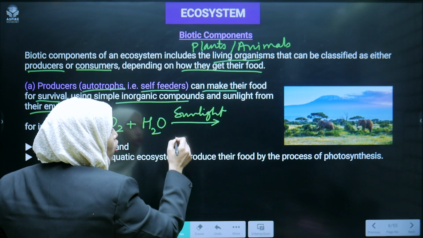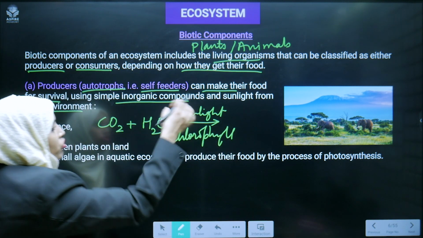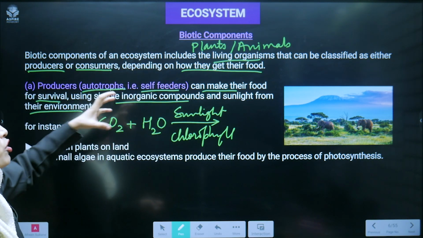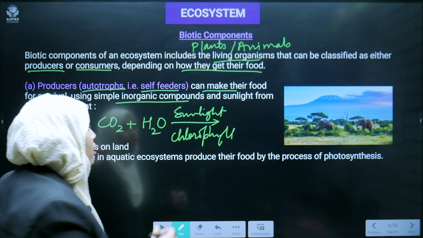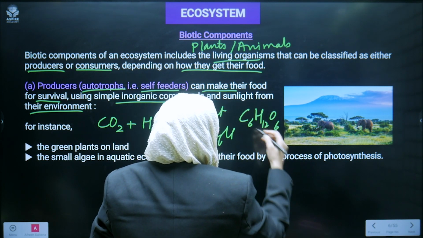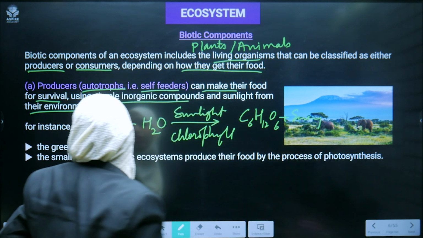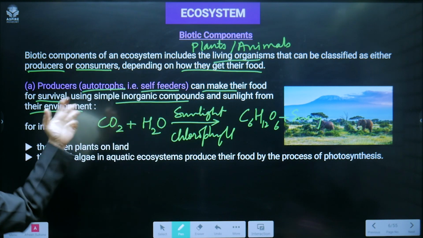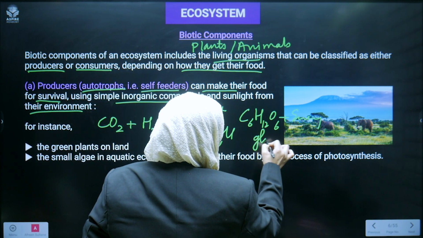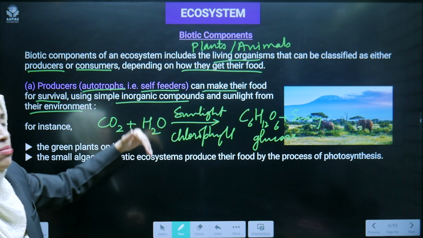Sunlight they need, and what? Chlorophyll. In the presence of sunlight, chlorophyll, carbon dioxide and water together, what does it form? Food, that is glucose. C6H12O6, in this form, and energy. So through photosynthesis, what do plants do? They make their own food, in the form of glucose. Food is produced in the form of glucose, in the presence of sunlight, not in the absence.